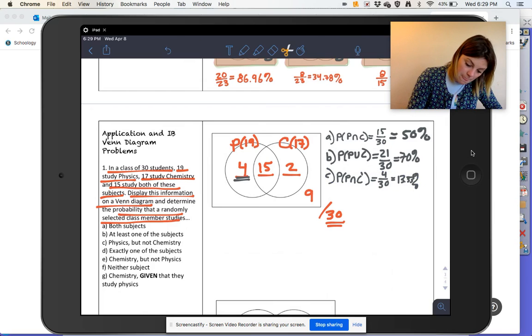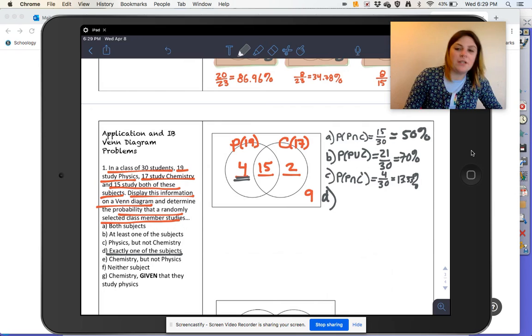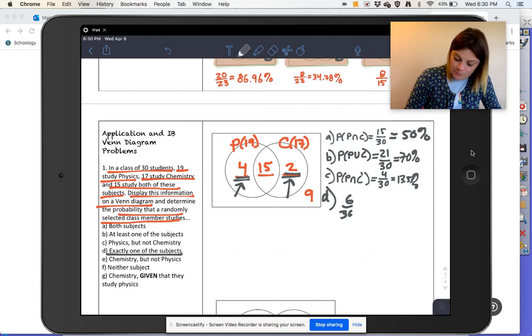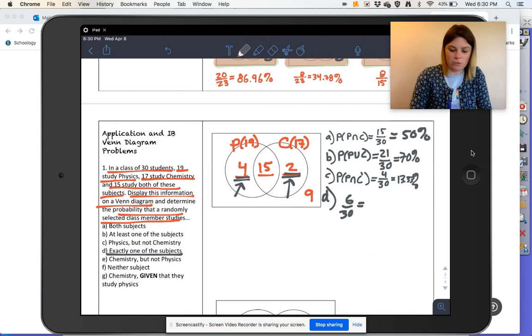All right. I'm going to get this out of the way. You guys all know it's out of 30. So question D says exactly one of the subjects. I'm going to skip the notation on this one because it would be a little bit complicated. It's just either the 4 people over here taking physics or the 2 people over here taking chemistry. So it's just 6 out of 30, which is a fifth. So it should be 20%. Let's see if I got it.